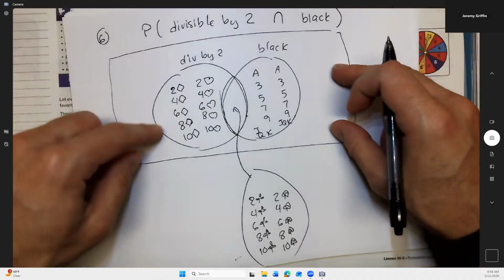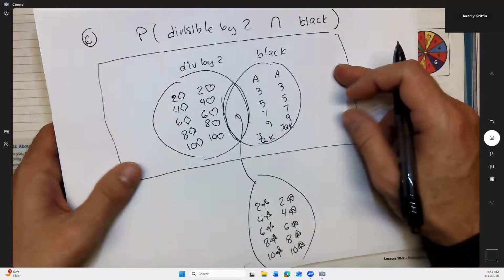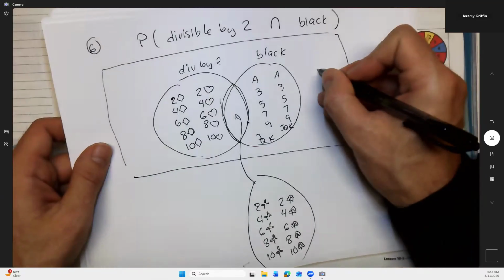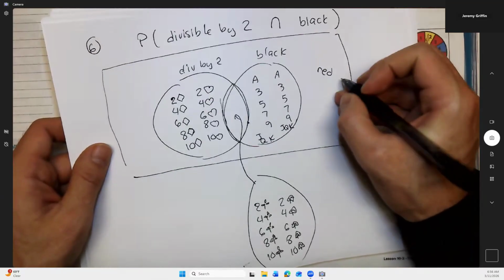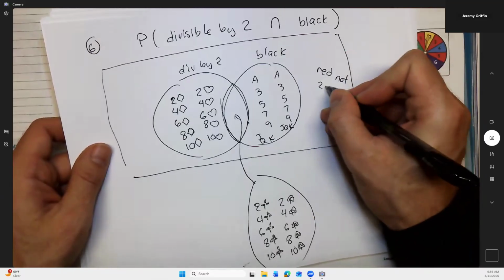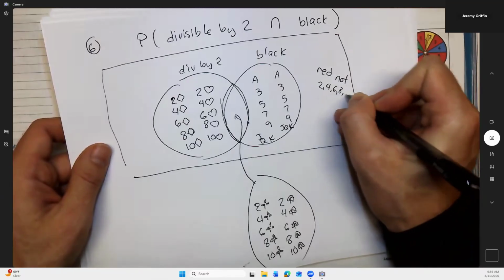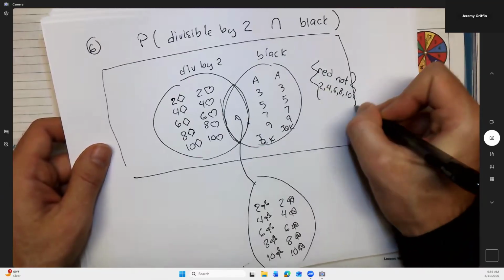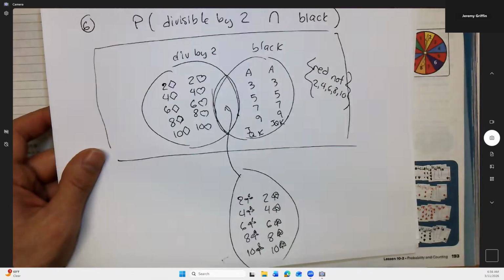Okay, red cards that haven't been accounted for in these 10 already. There are lots of them, so I'll spell it out. Red, that's 2, 4, 6, 8, 10, right? Which is a lot of cards right here. So I'm trying to give you guys a full picture here.